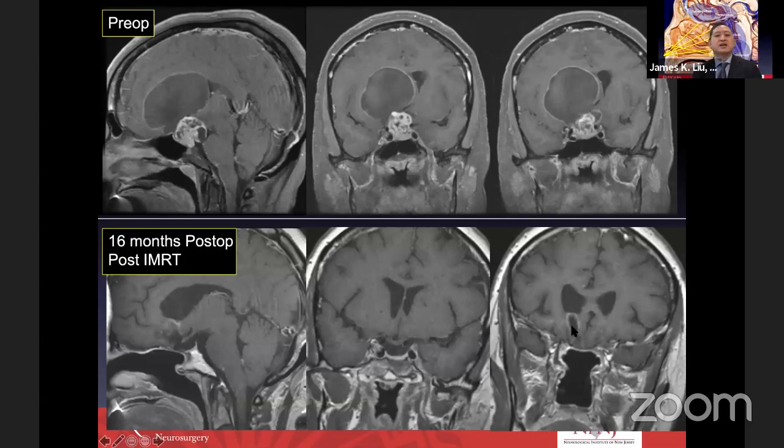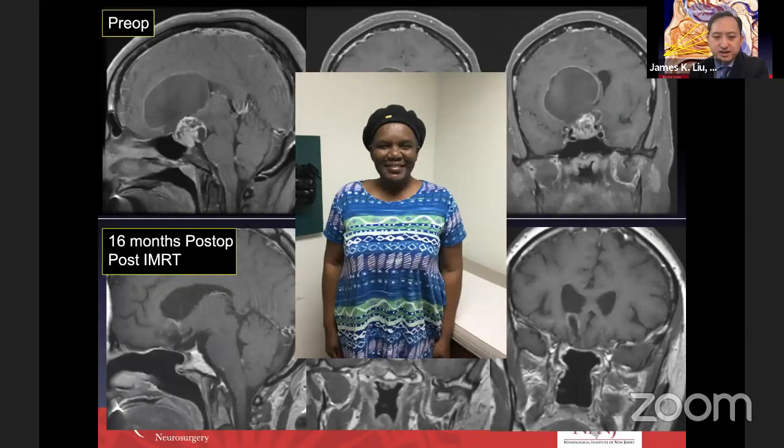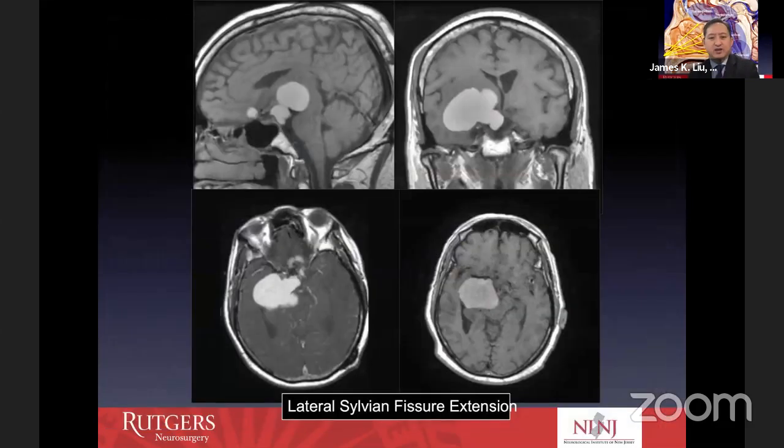So I think in some cases, a combined therapy of near total or maximal safe resection followed by radiation therapy is a very good option for these giant complex craniopharyngiomas. And she's done quite well overall.